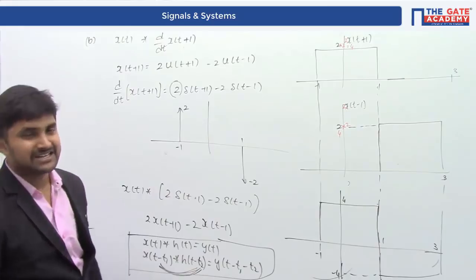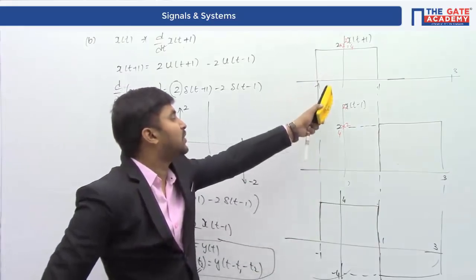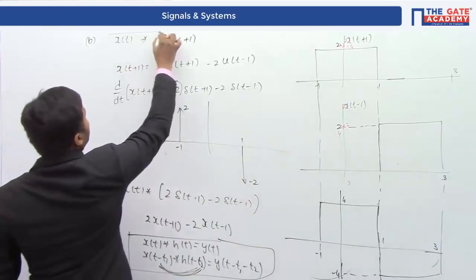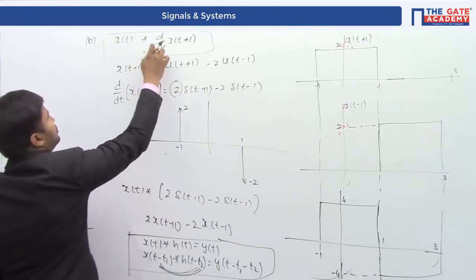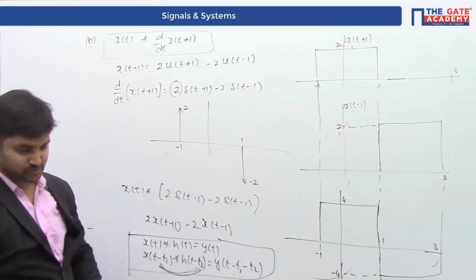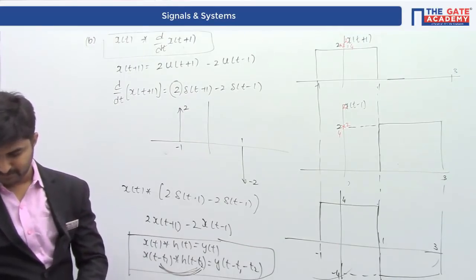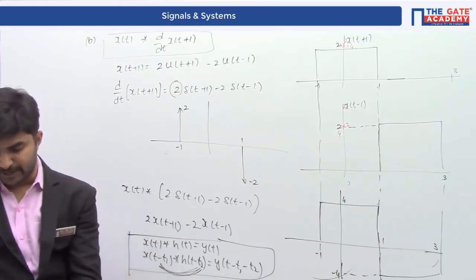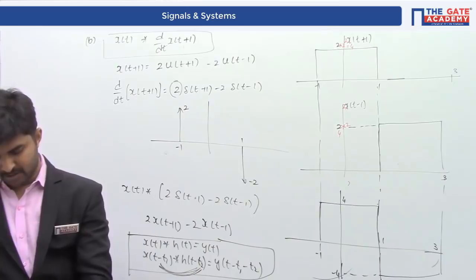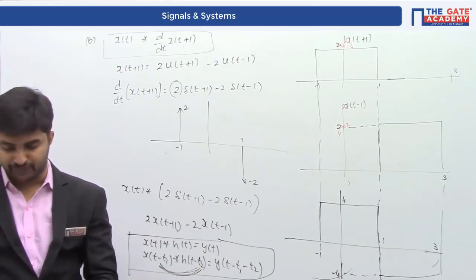So this is your resultant signal, which is 2 into x of t plus 1 minus 2 into x of t minus 1, which is nothing but the convolution of x of t with the differentiation of x of t plus 1. So we have completed the first part of it. Now let us go into the second part, part B.